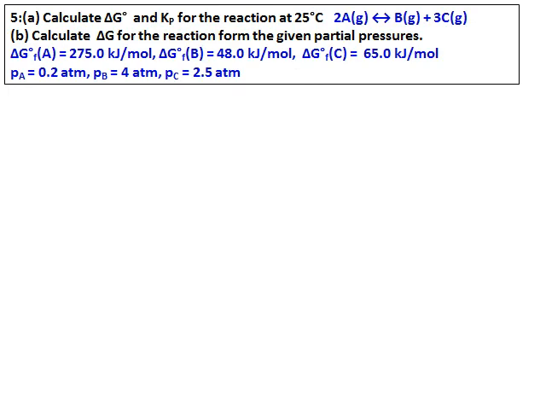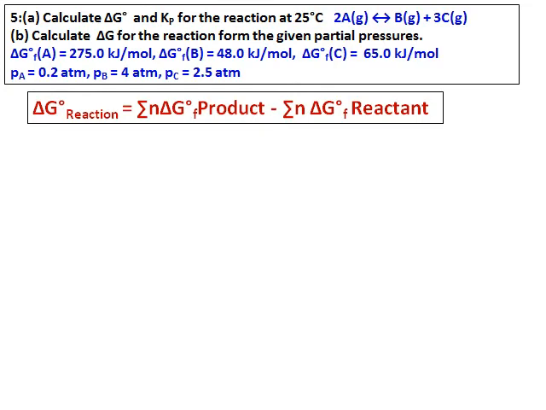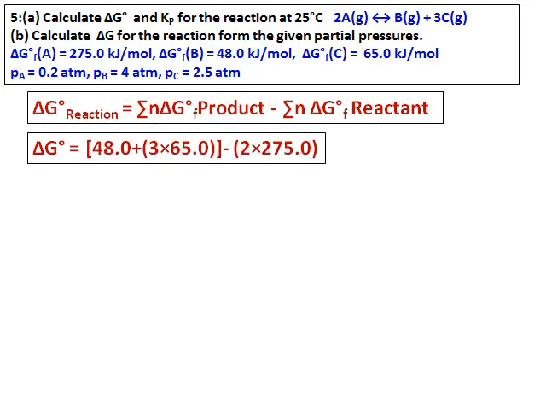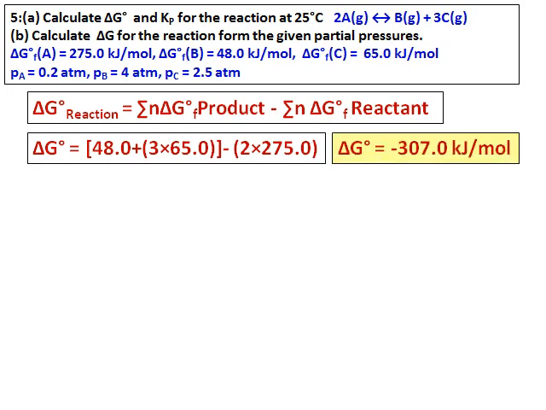Calculate delta G0 and Kp for the reaction at 25 degrees Celsius. The B part is to calculate delta G, it's not delta G0, delta G for the reaction, and the partial pressures are given. Delta G0 for the reaction can be calculated as the sum of the products minus the reactants; substitute the values in it and you will get the value of delta G0.